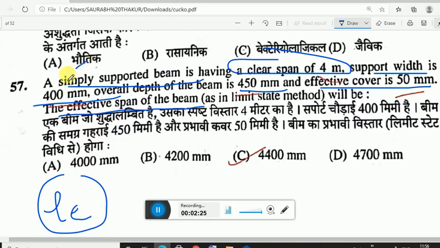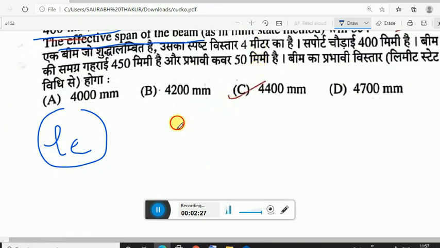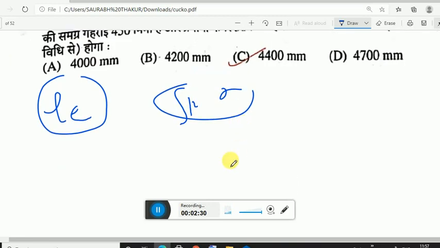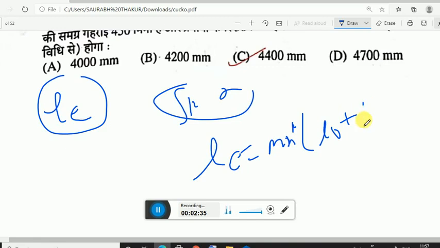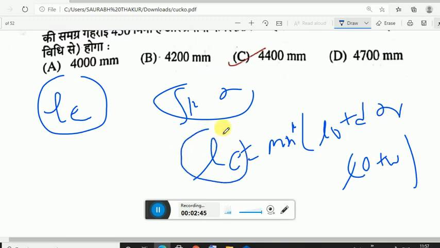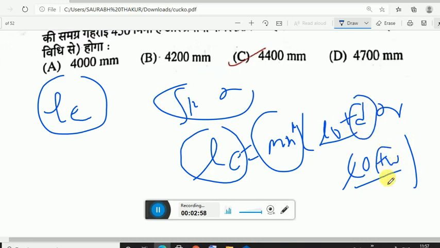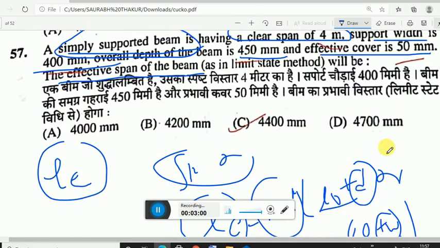So it is talking about a simply supported beam. If you are talking about a simply supported beam or slab, L effective would be the minimum of L0 plus D or L0 plus W. Here D is the effective depth, and W is the width of the support.